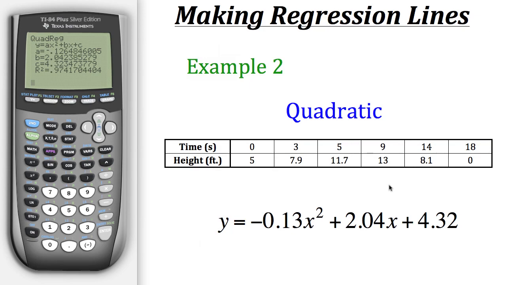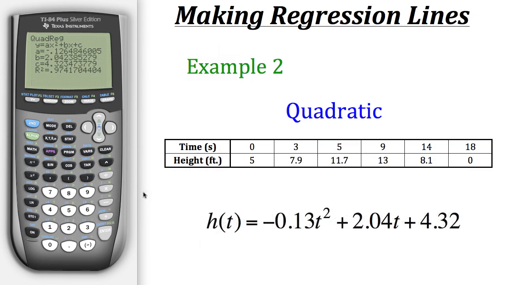Now again, you don't have to use y for your output and x for your input. We could change those to fit our particular situation. So since our input is time and our output is height, we could change our function to be h of t equals negative 0.13t squared plus 2.04t plus 4.32, where t is our time in seconds and h is our height in feet.